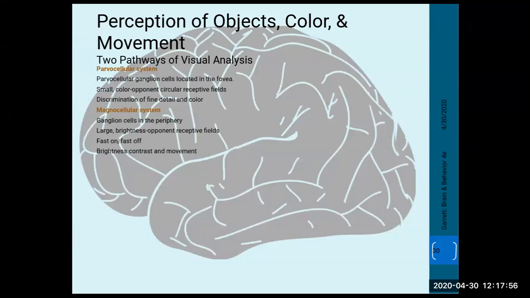They give us small color opponent circular receptive fields, those ones that we talked about in color vision for the opponent process fashion. So we have for red-green, for yellow-blue, for black-white, we have on-center, off-surround, off-center, on-surround, depending on where it hits. For the magnocellular system, that would be the rod system.